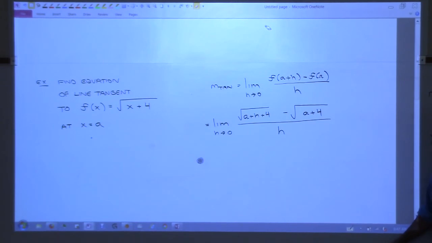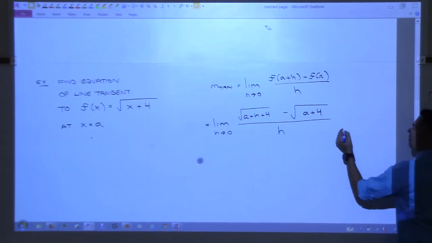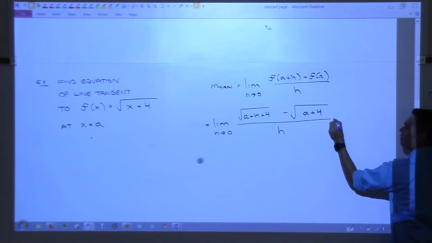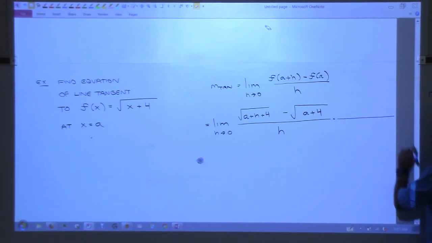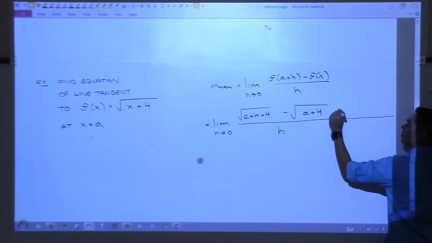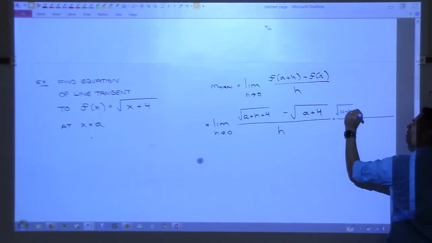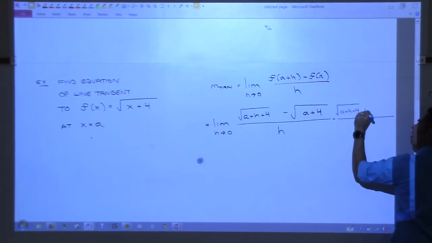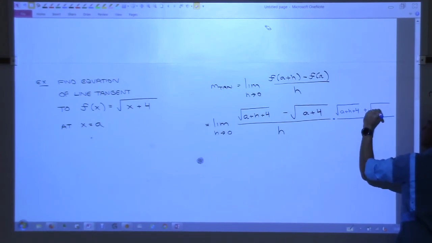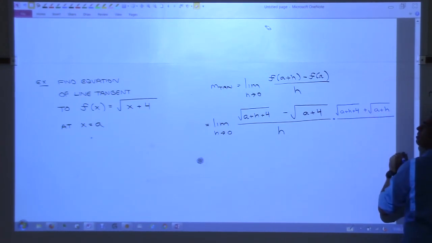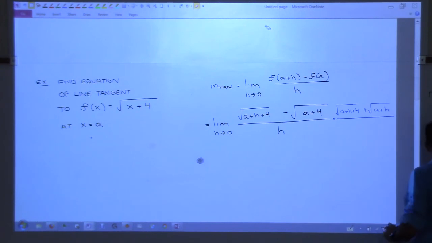Right? Because conjugate has worked in the past when we've seen things like this. So that means you want me to come in here and multiply by 1, right? But the 1 that I'm going to use is going to be chosen carefully. It's going to be root A plus H plus 4, and then plus root A plus 4, sorry.